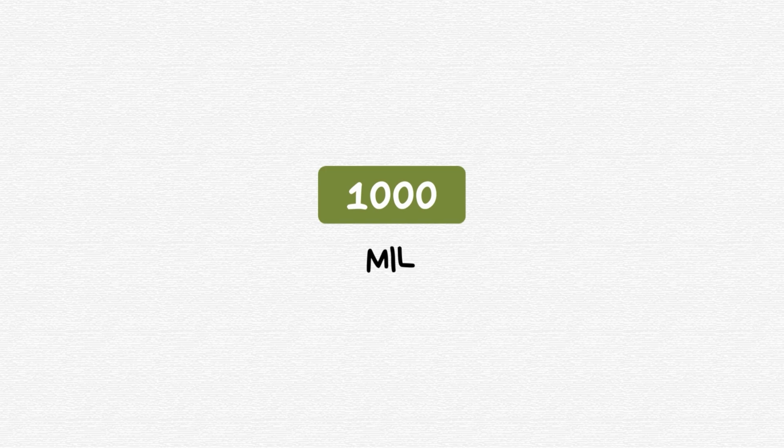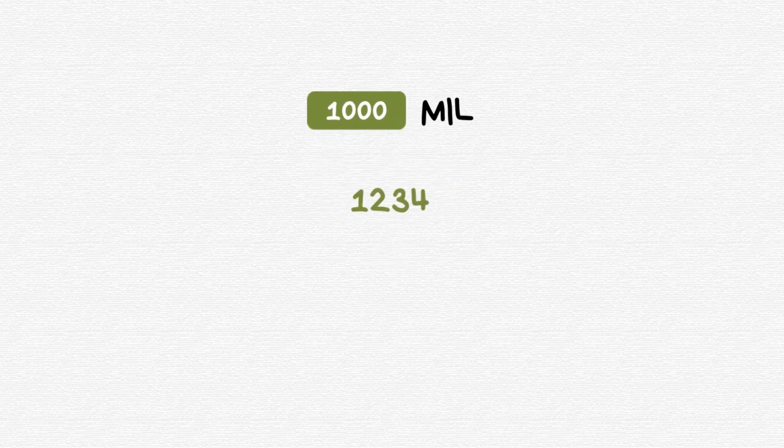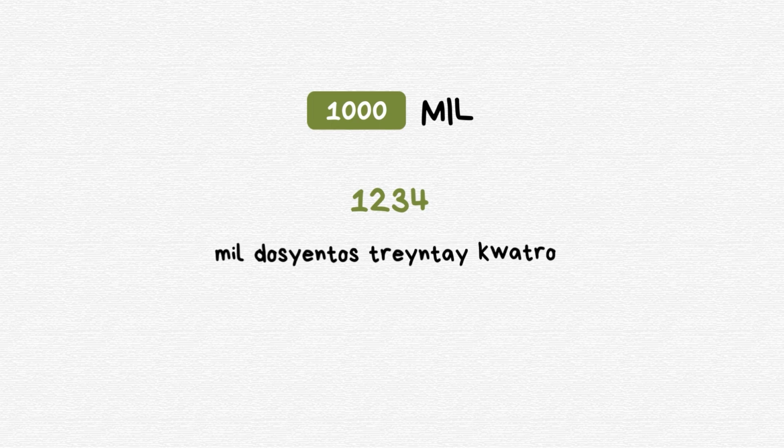So to form numbers in mil, it's similar to English. It would be thousands, then hundreds, then tens and ones. Let's take 1234 as an example. What would it be? It would be 1234.